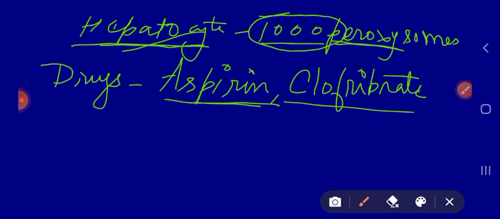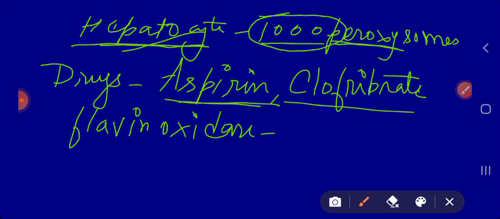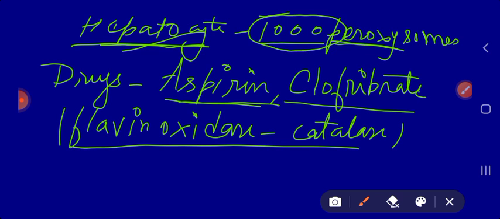Peroxisomes contain a wide variety of enzymes, but the most common enzyme system which is found in the peroxisome is the flavin oxidase catalase system. So the flavin oxidase catalase system of enzyme is commonly found within the peroxisomes.